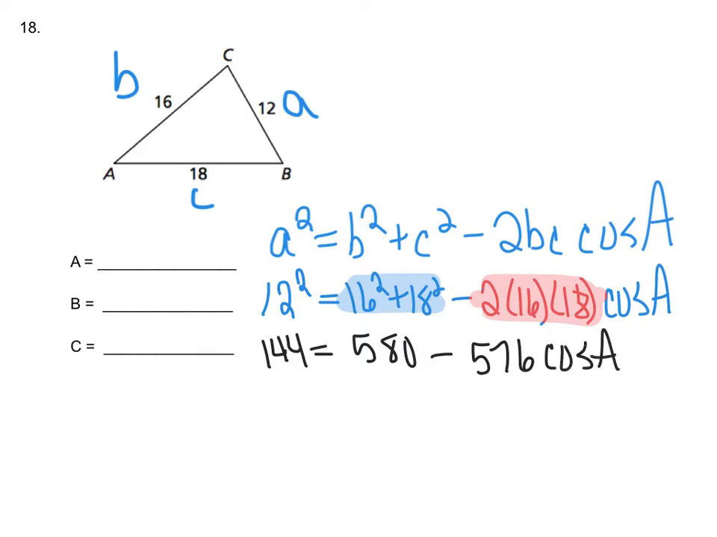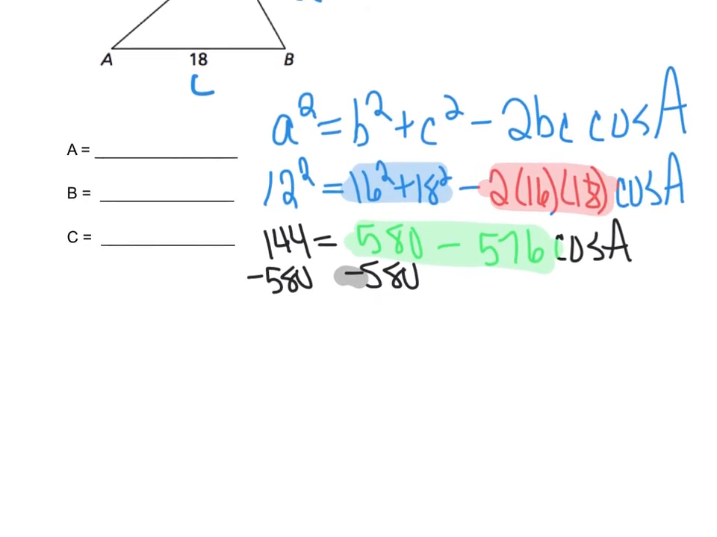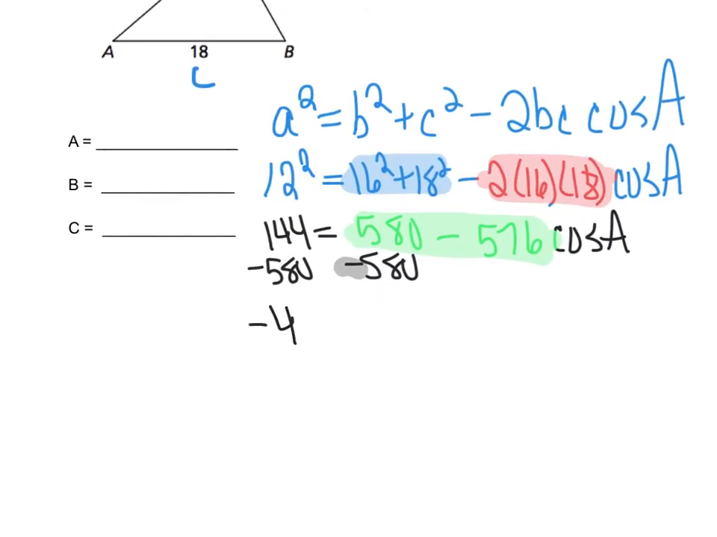Now be very careful here. Do not try to put those together. Okay? Don't try to put the 580 and 576 together. That 576 is being multiplied by the cosine of A. So you need to actually subtract that 580 first, and you get negative 436 equals negative 576 times the cosine of A.